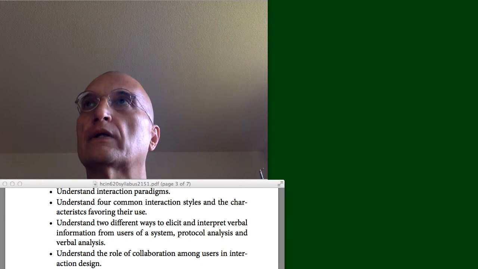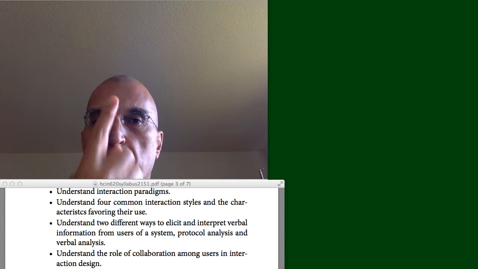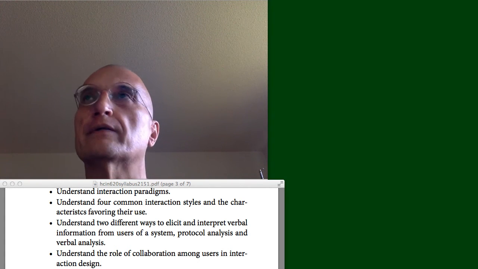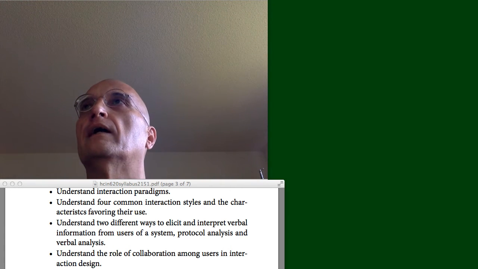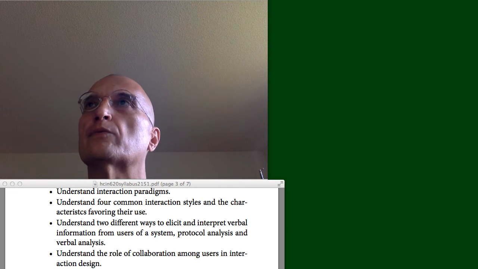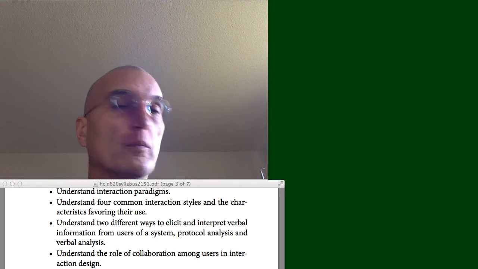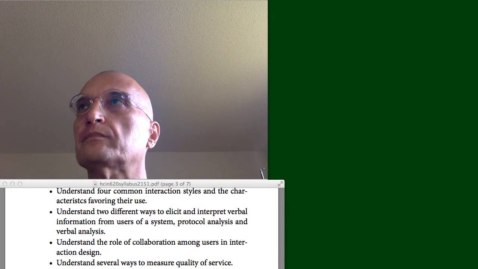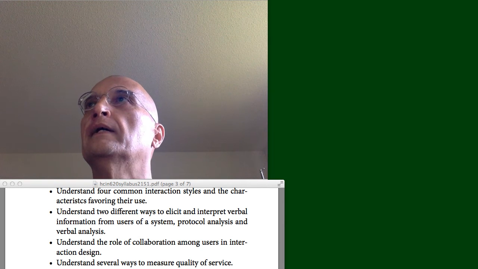Understand the role of collaboration among users. So not all of what we care about is what happens between the user and the computer. Some of it is what happens between one user and another user. And by the way, user is a dirty word. I keep using it, but you're not supposed to use it. We're generally supposed to say something like participants when we speak of people and computers. But I'm constantly using the word users.